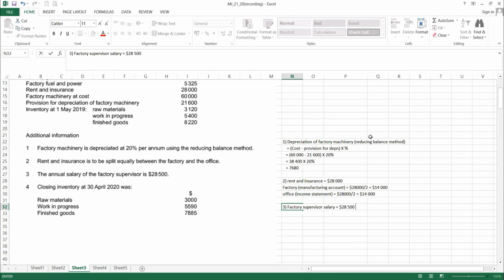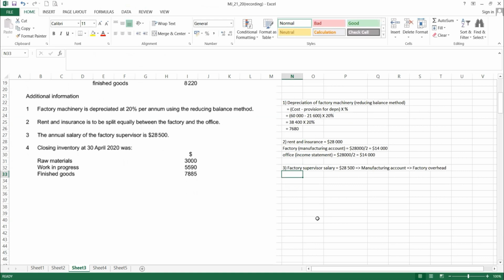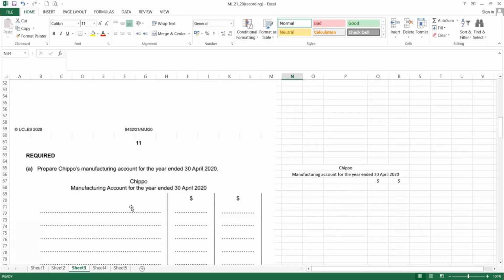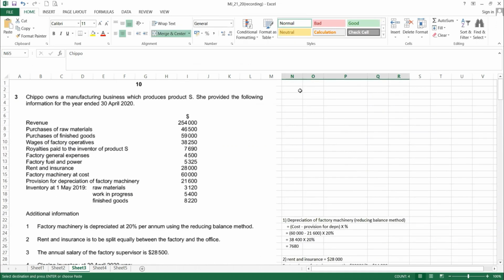28,500. Okay, this amount sitting in the manufacturing account, under what section? Under the factory overhead section. So take notes about it. Next is that closing inventory. Okay, this is a closing inventory that later we will use. They asked to prepare the manufacturing account. So let's put up to here.